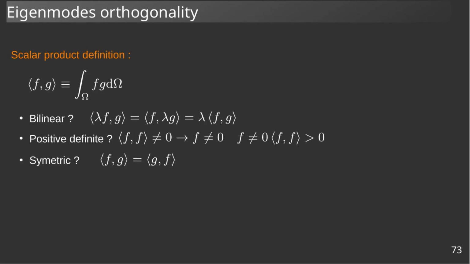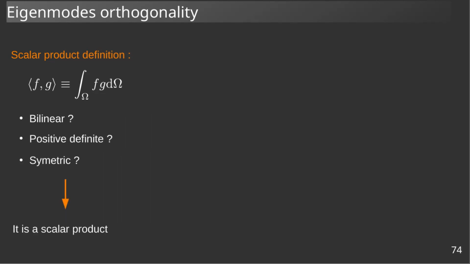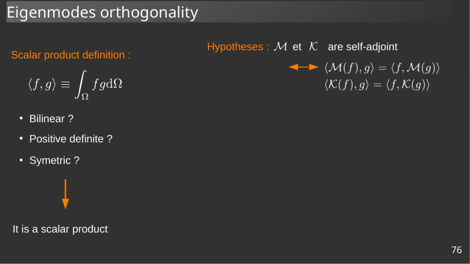It is. Is it symmetric? It is still the case. So we are dealing with a scalar product. Let us also assume that the mass and stiffness operators are self-adjoint, which means that the operator applied to f scalar g is equal to f scalar the operator applied to g. Finally, we assume that M and K are positive definite.